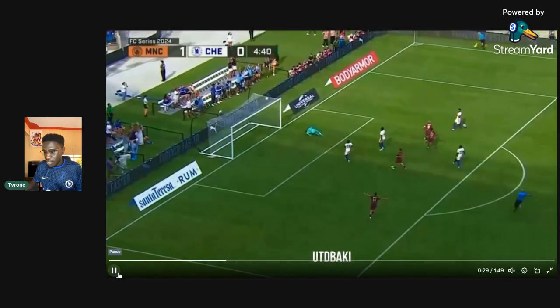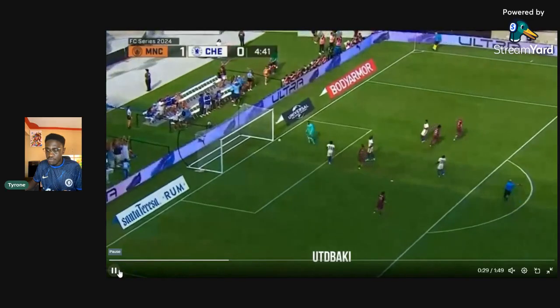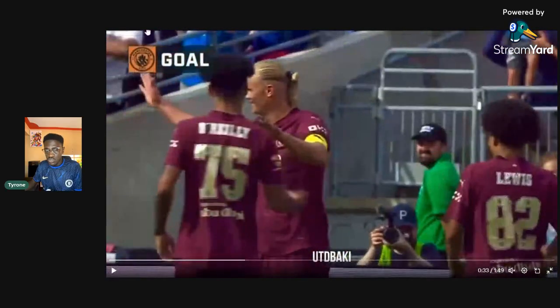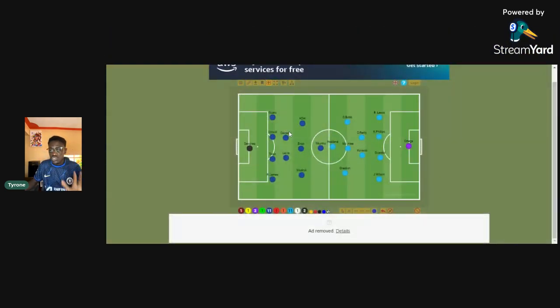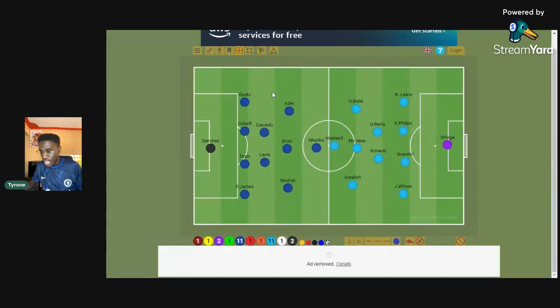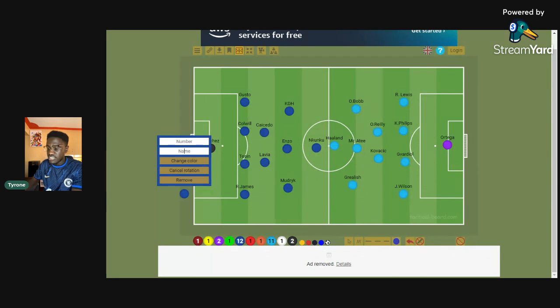Let's look at another goal that Chelsea conceded, and Manchester City immediately went 2-0 up. Now, let me bring you back to the tactical board. I'm bringing the tactical board back because I want to explain how Maresca's lineup was actually a problem. I did not agree with the lineup because the number of midfielders in that game were too many for my liking.